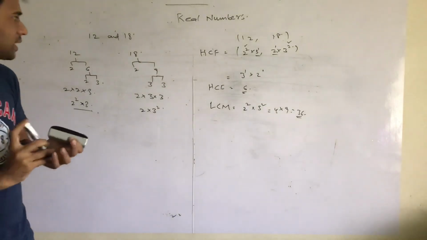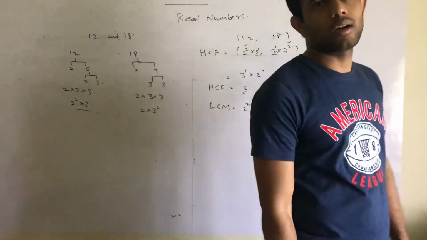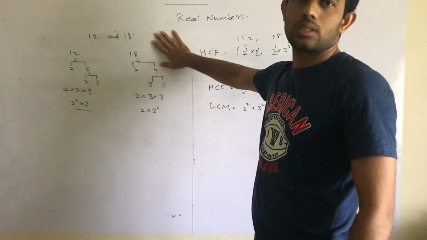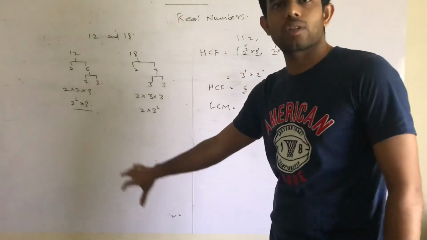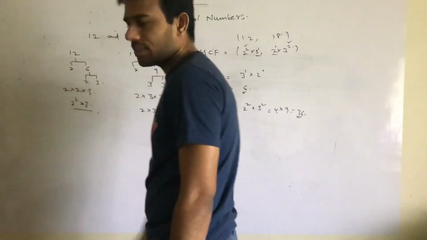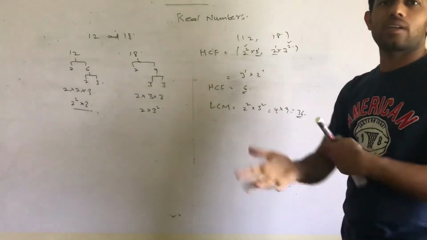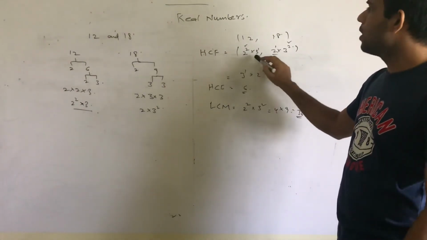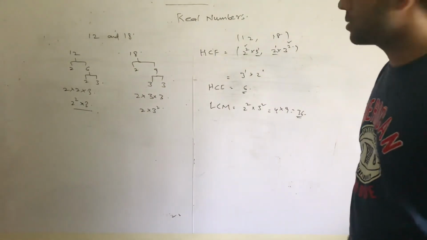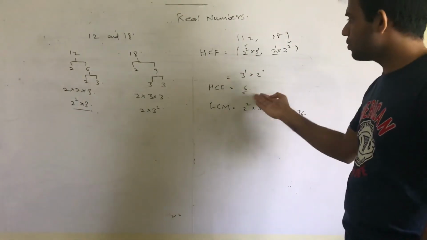Okay, hope you understand how to get the highest common factor and the lowest common multiple. So what you need to do is, when you have two numbers, you factor those numbers into their prime factors. You can write them as powers of prime factors, and then the highest common factor is the product of the smallest powers of primes. So in this, what is the smallest one? 3 power 1, 2 power 1. So 3 into 2, which is 6.